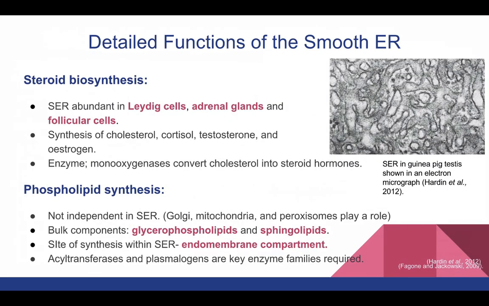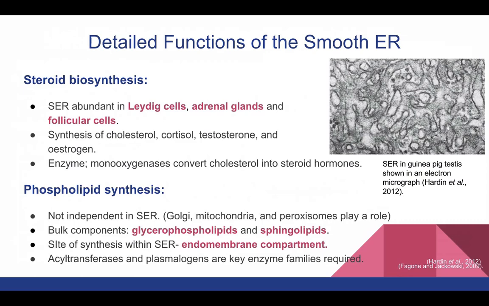Steroid biosynthesis happens in the SER. The smooth ER is abundant in adrenal glands, the testes Leydig cells, and the follicular cells of the ovaries, as the synthesis of cholesterol, cortisol, testosterone, and estrogen occurs at the smooth ER. The electron micrograph on the right shows the SER of the testes in a guinea pig. Notice how abundant the SER is here, as the Leydig cells need the SER to produce testosterone.